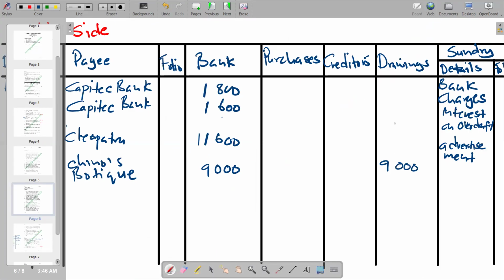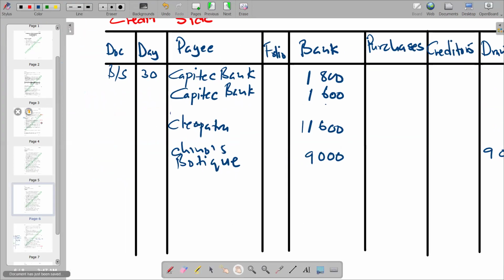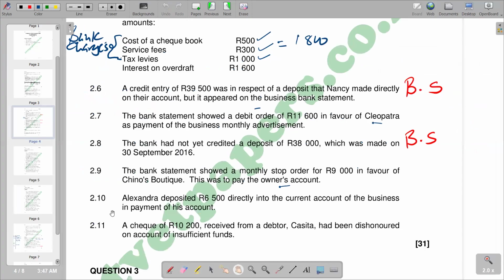So if it qualifies to be in one of these three columns, and that is purchases, creditors, or drawings, we are not supposed to post it now under sundry account. So in that case, we can now proceed to the next transaction, which is now on 2.10.